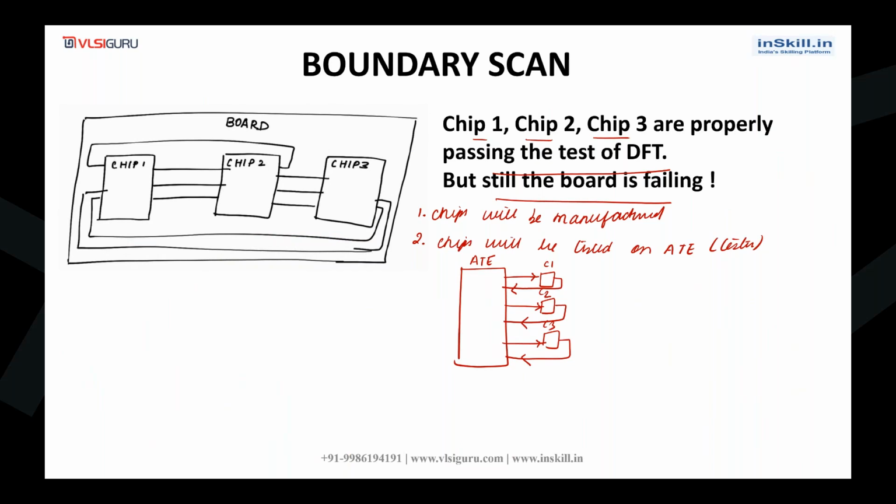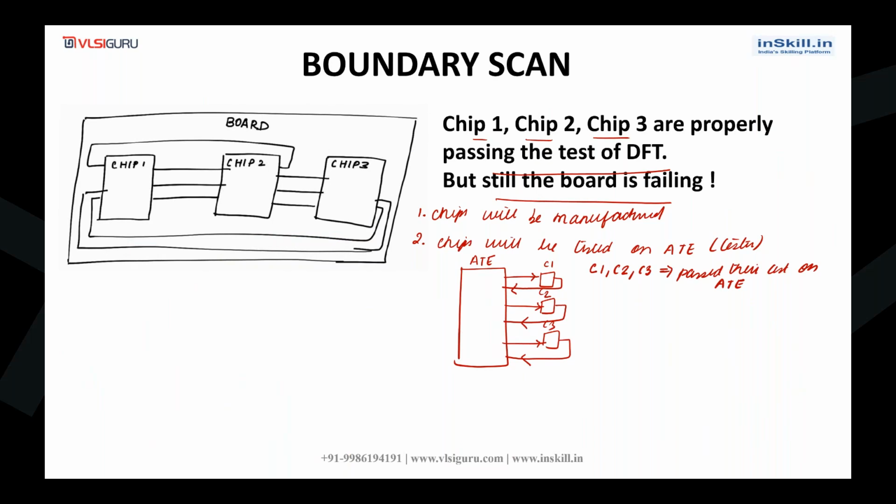So in this case, suppose chip 1, chip 2, chip 3 have passed their test on the ATE. They have passed their test on the ATE, which means the output of the chip is equal to the expected output, as we already discussed in the initial slide.